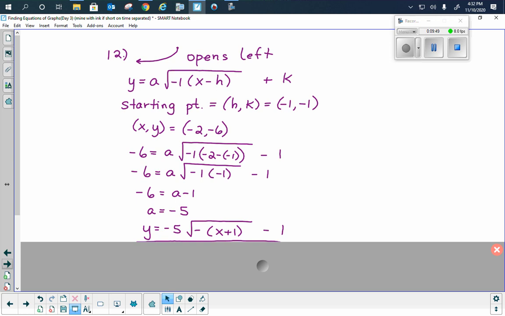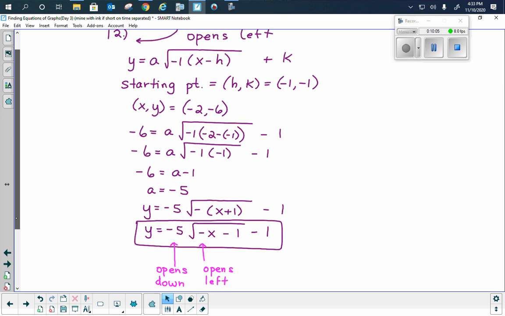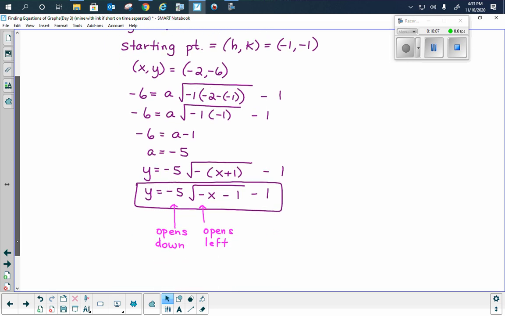But just so you know, we're not going to leave our answers like that. We don't actually leave the negative in front of the parentheses in the root symbol, okay, in the square root. We go ahead and distribute it. So you should expect that your final answer is going to look like this that I have boxed. Y equals -5, square root of -x minus 1, and then -1 on the outside.